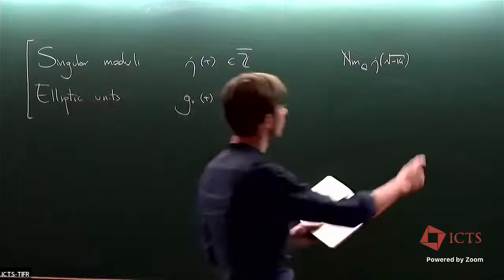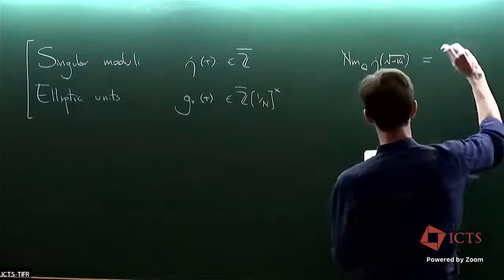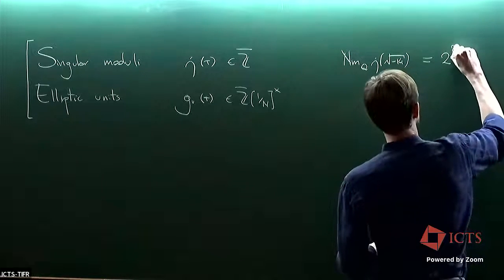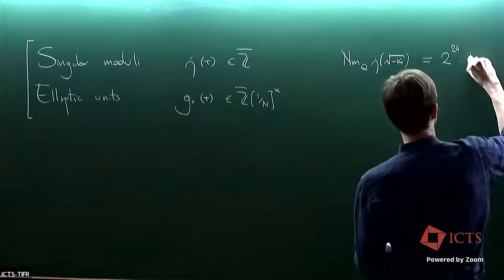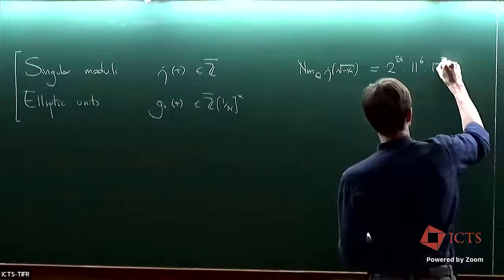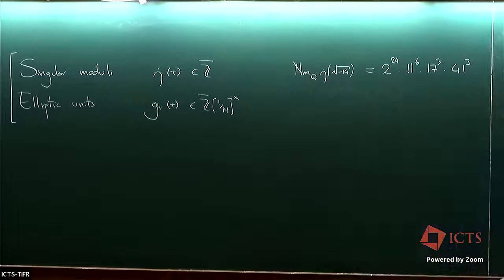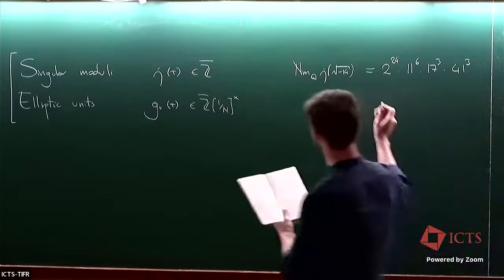So the norm of this algebraic integer down to Q is an actual integer, and I'll tell you how it factorizes. So 2 to the 24 times 11 to the 6 times 17 cubed times 41 cubed is the norm that comes out. So this is a very nice algebraic integer in a cyclic degree 4 extension of Q joint square root of -14, and this is its norm.